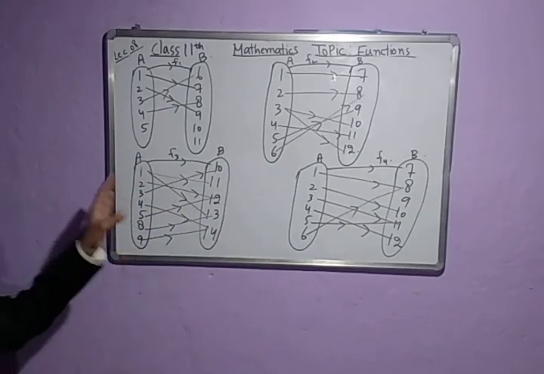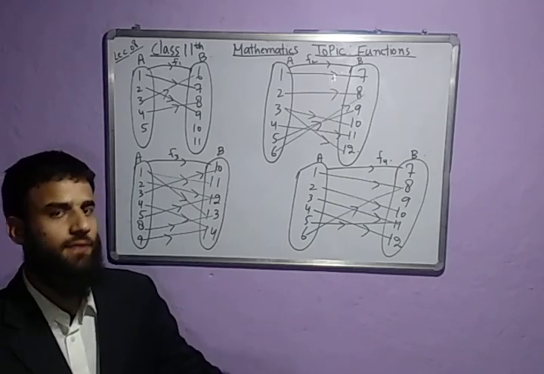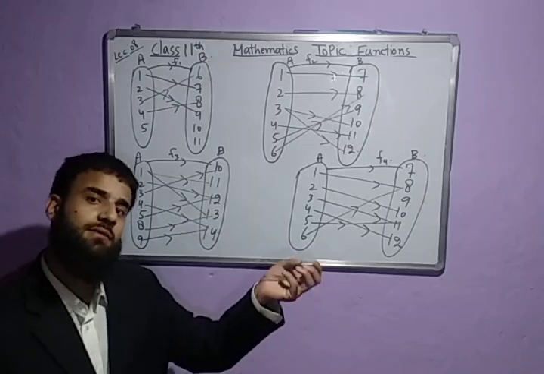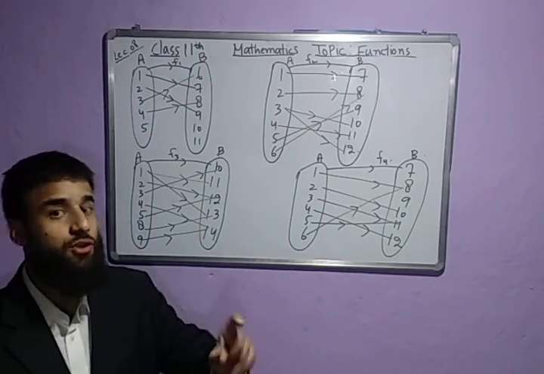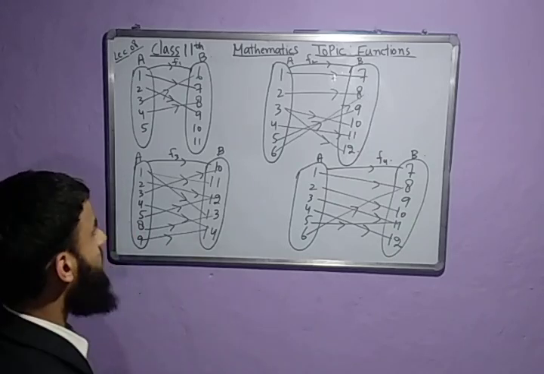Now you need to remember only two things when you are discussing functions. One is that each and every element of set A should have an image. And the second thing is that the image should be unique. There should not be two images for a single element. So let us check one by one.